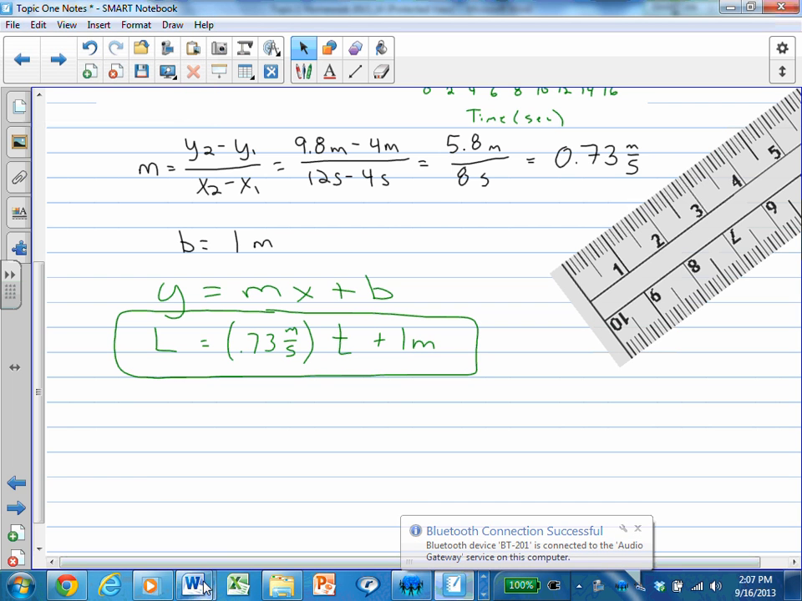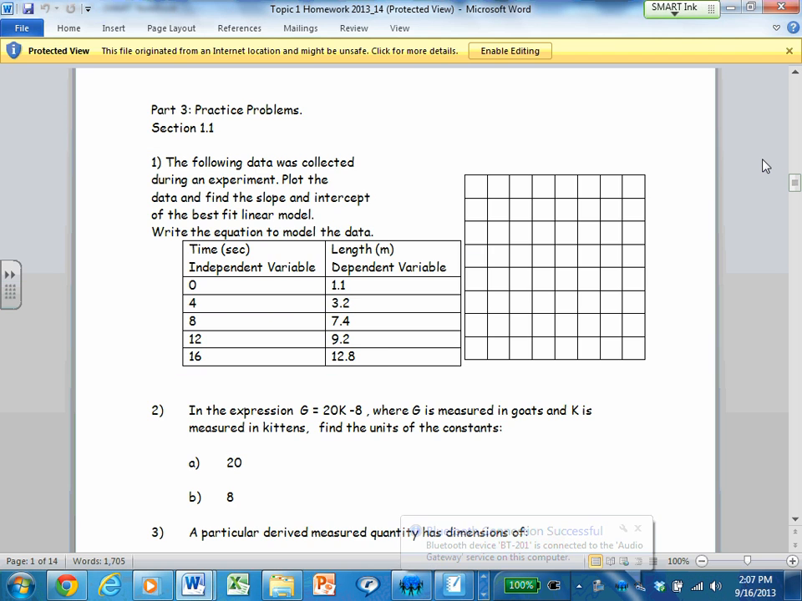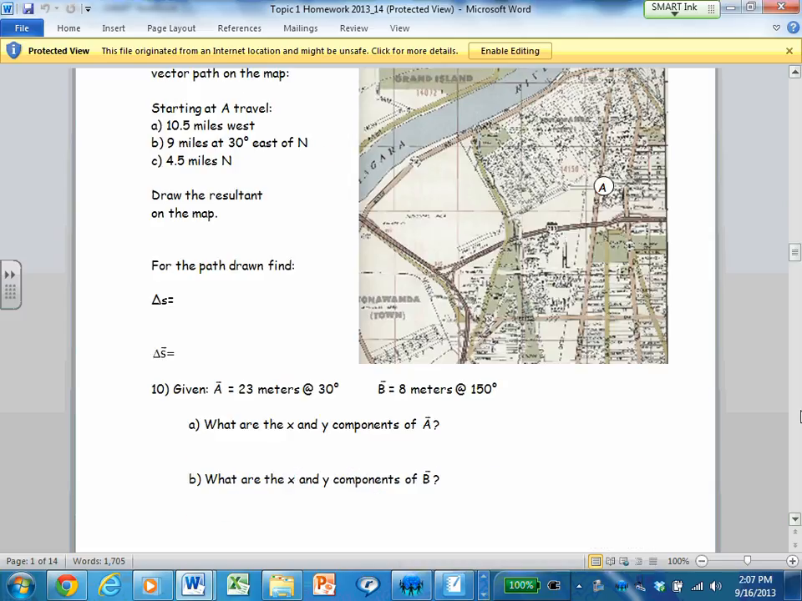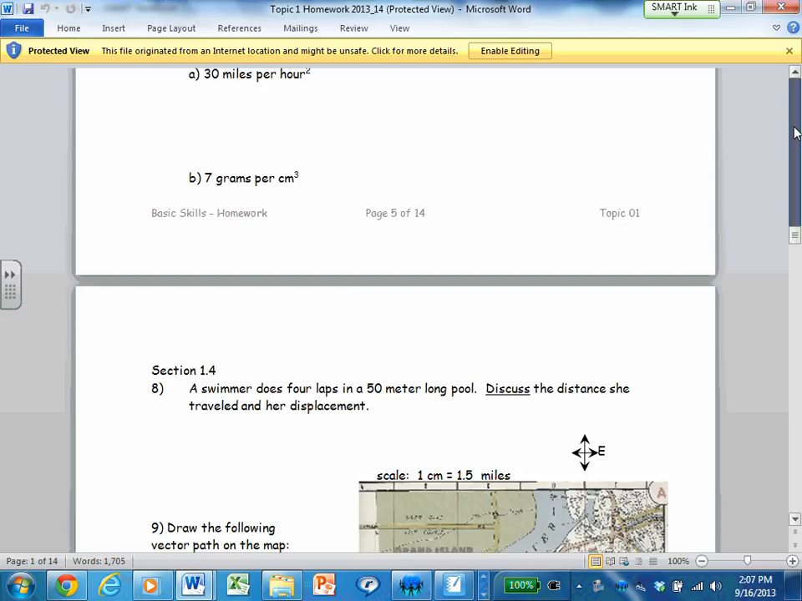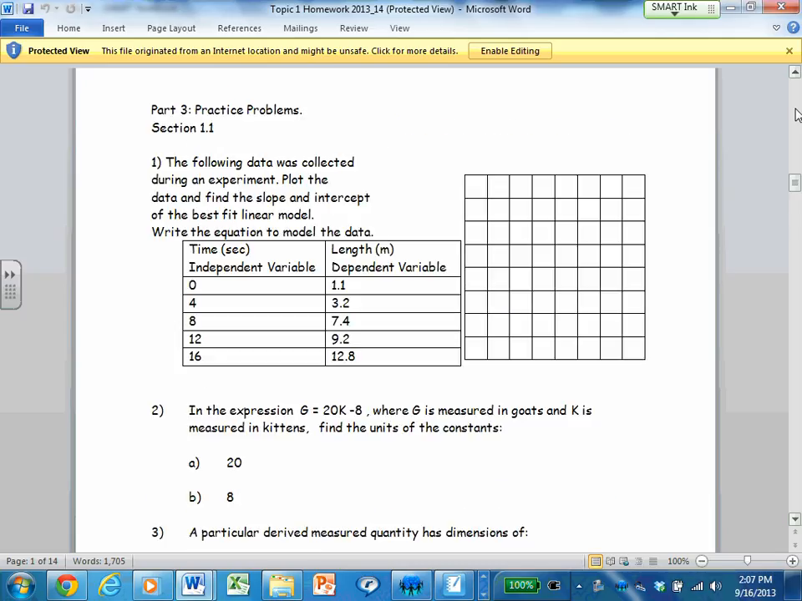I look at the answers before. I have the answers to this part. I have 0.75t plus 0.2. Slightly different. The main difference is in the y-intercept, but that's just a different time. All right, let's go to number 2.